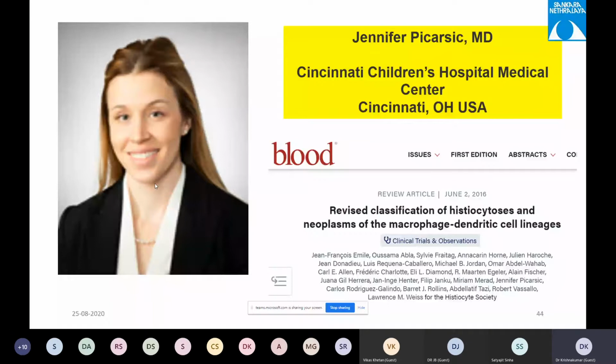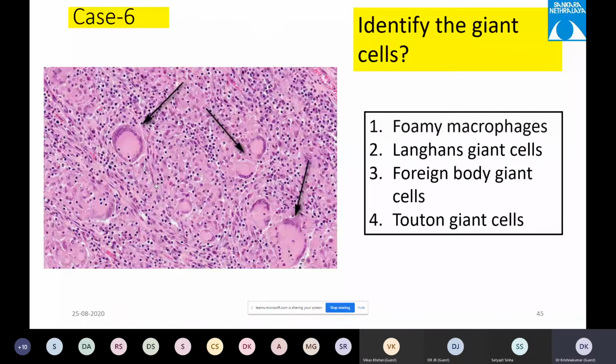What are these giant cells? You find the arrows. These are multiple types of giant cells. You find the nucleus is at one side, like the shape of a U, or the foamy macrophages, Langhan type giant cell, foreign body giant cell, or two-tone giant cell. The correct answer is Langhan's type giant cell.